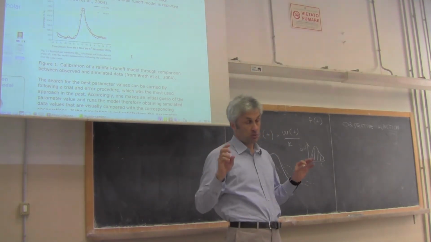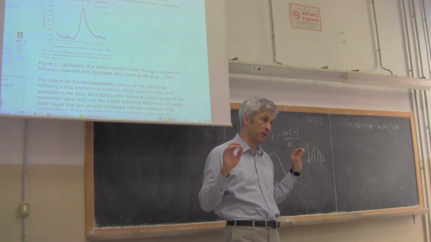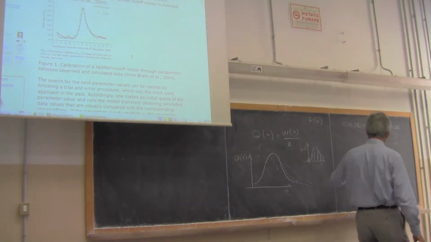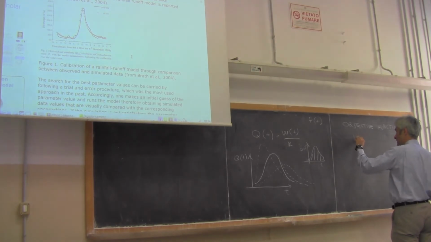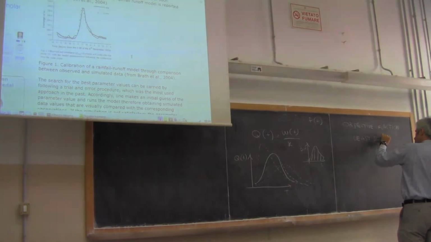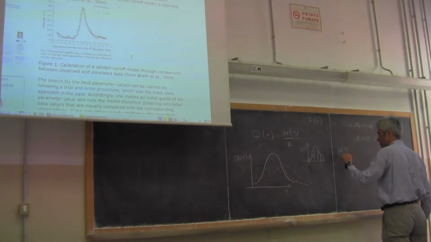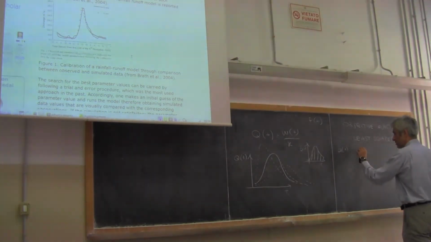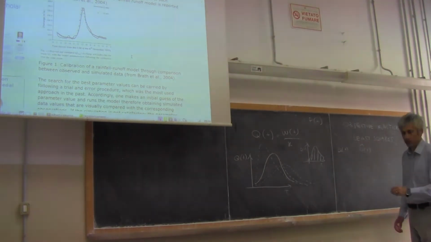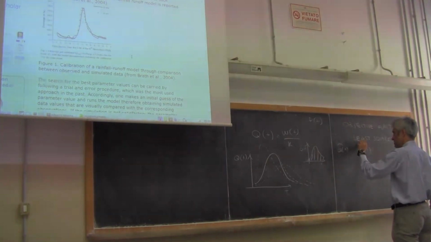But let me jump to what was and what still is one of the most popular criteria for optimizing model performances, which is least squares. So let's suppose that we have our observed variable, which is called Q(t). It's a hydrograph, okay? This is our observed variable. And let's call the simulated counterpart Q hat (t). So this is obs, and this is sim.